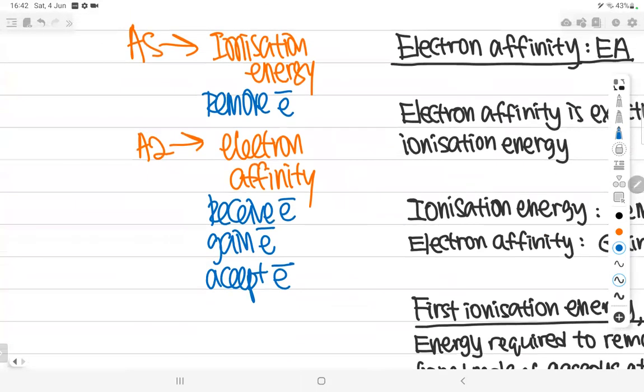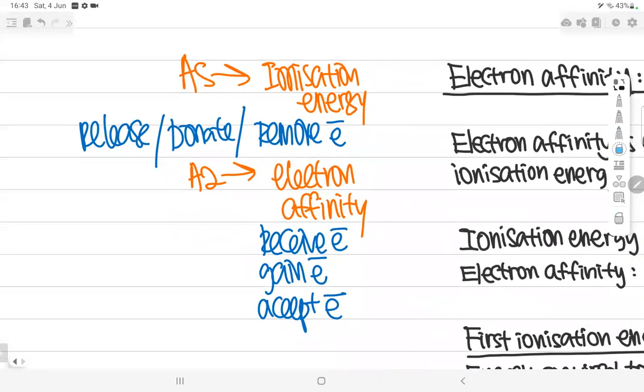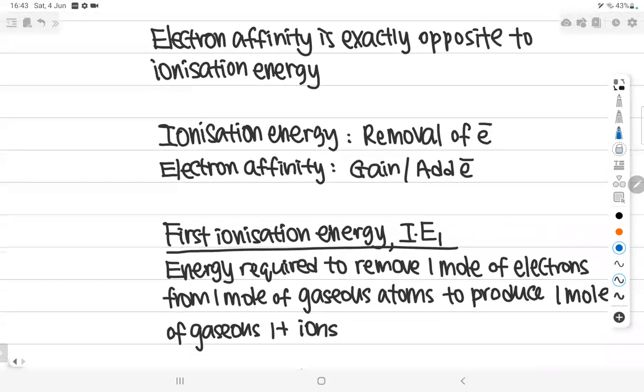That's it. In ionization energy, we want to remove, or you can use the word donate, or release. So we want to throw away the electron. But when it comes to electron affinity, we want to take in the electron. That is the only difference. As I said just now, ionization energy focuses on removal of electrons. Electron affinity goes exactly opposite. We want to gain, or add in, the electron to the substance. So this is the revision that we did previously.